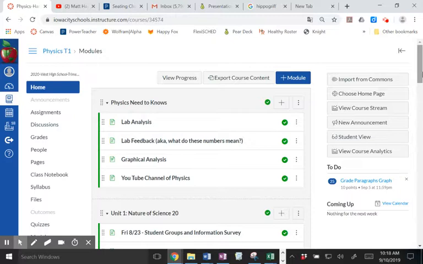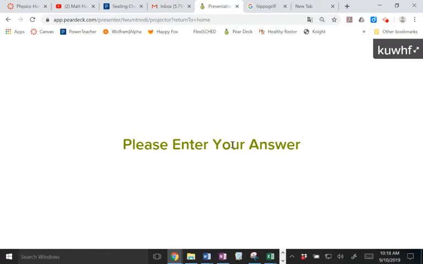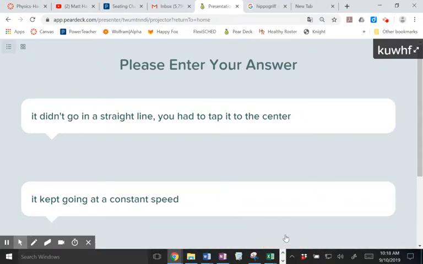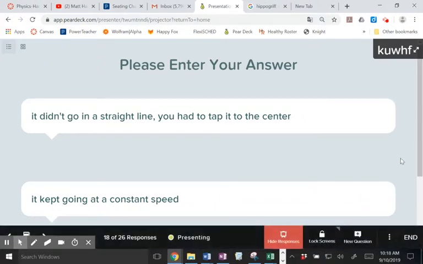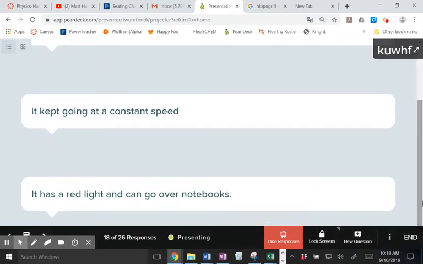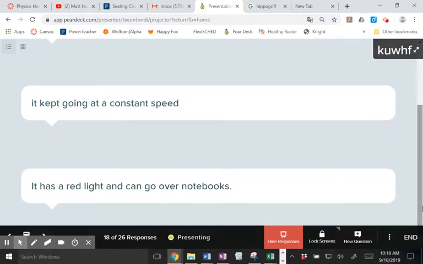All right, so here's some of what our friends had to say. It didn't go in a straight line. You had to tap it. There were a lot of people that noted that. It kept going at a constant speed until it hit stuff. It had a red light and it can go over notebooks. So those are some of the things we noticed.